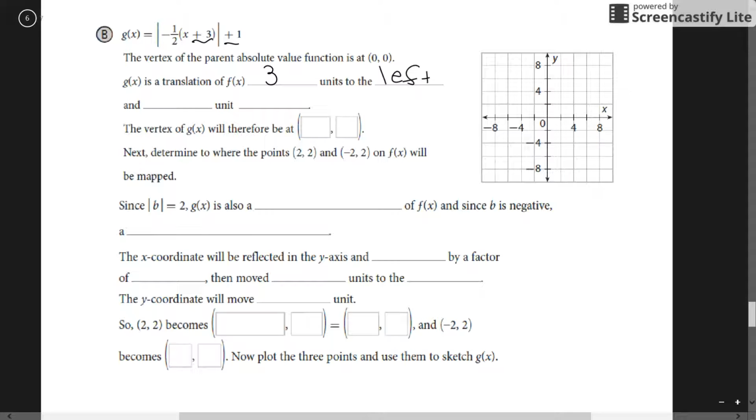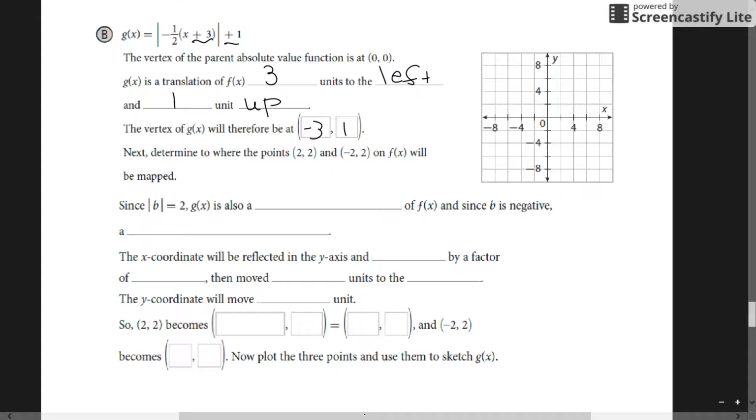So again, keep in mind it's that +3, but you have to think about it backwards. So you're moving left, and then we're also moving one unit up. So our new vertex will be at -3, +1, since we're moving to the left and up.